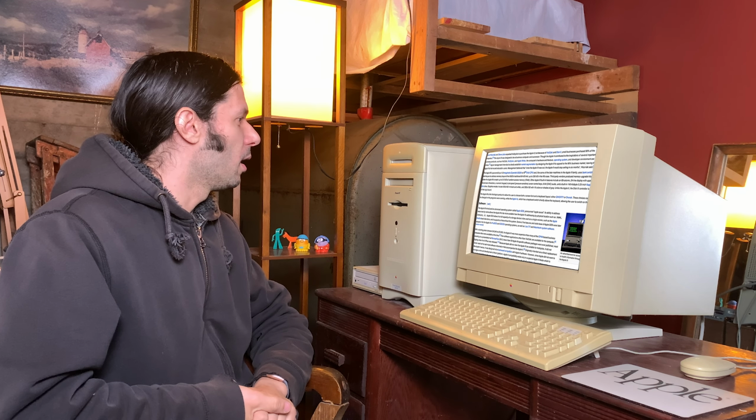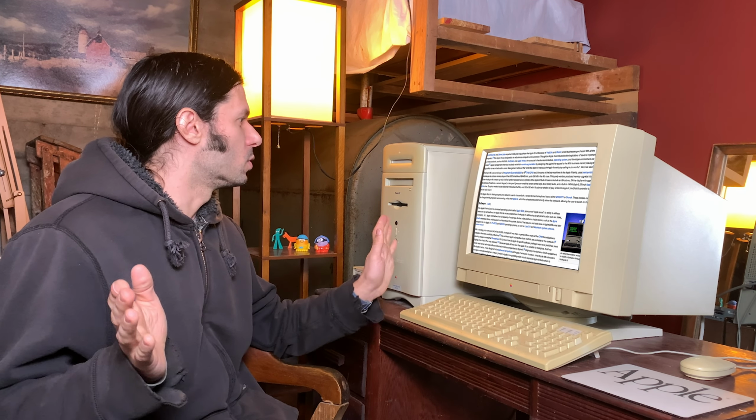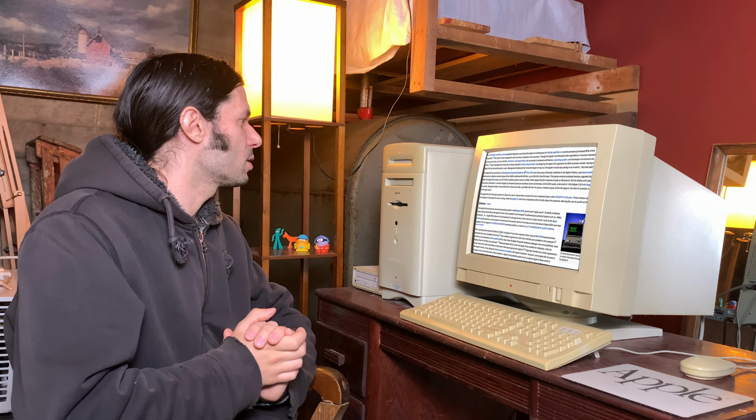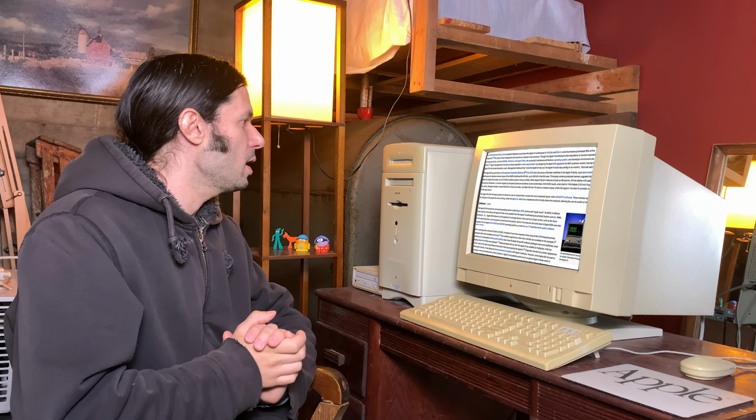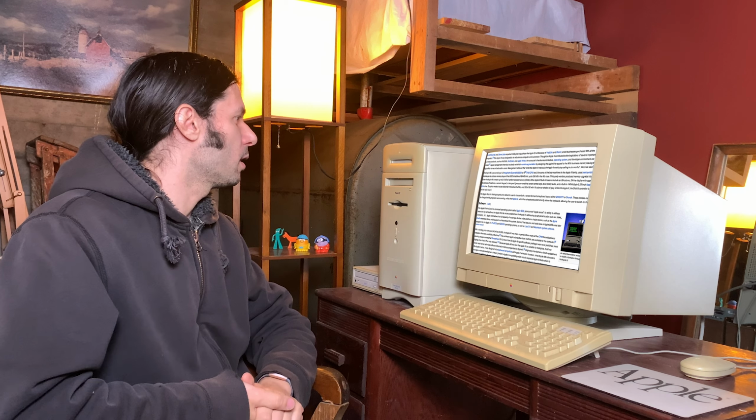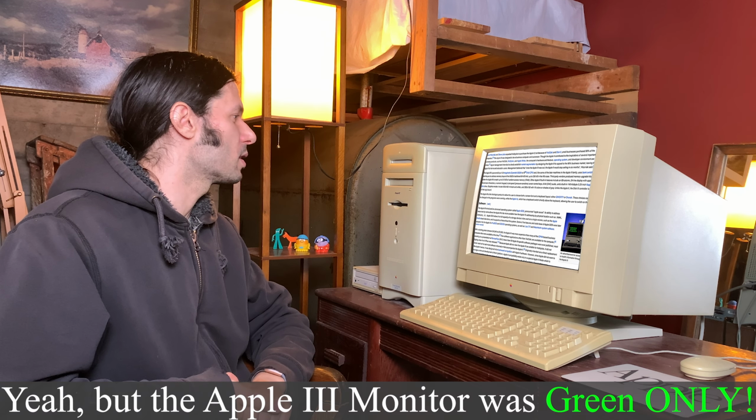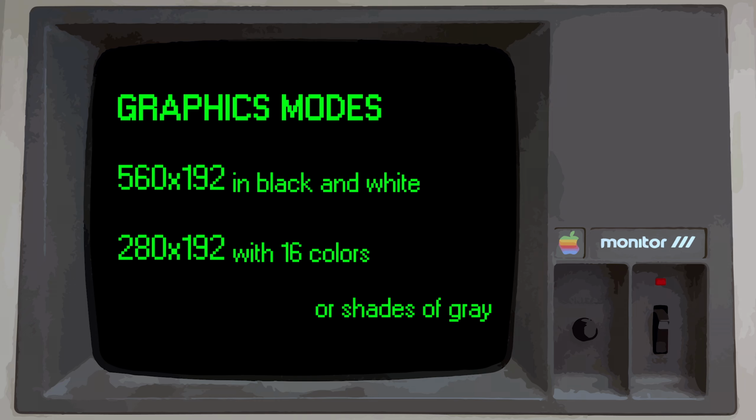Anyways, blah, blah, blah, blah, graphics modes, whatever. Let's skip that, who cares? And yeah, but this had color, by the way. You had a black and white graphics mode. Looks like I'm not skipping it. 560 by 192.